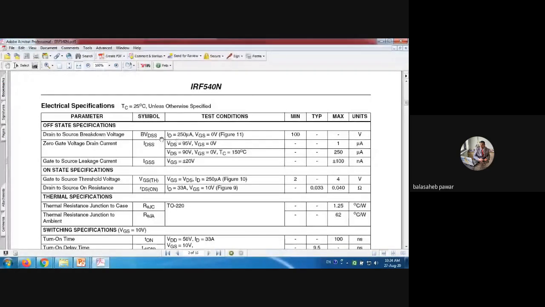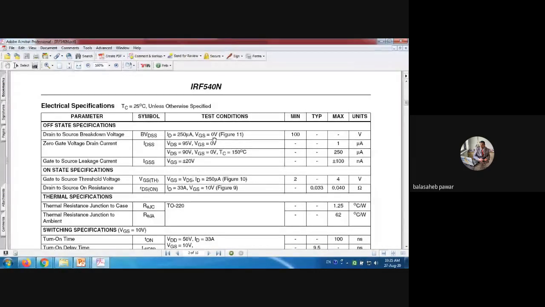What is the meaning of this first specification? Drain to source breakdown voltage means what? If the drain is at positive potential with respect to the source, and here in this condition it is mentioned when VGS is equal to 0 volts.